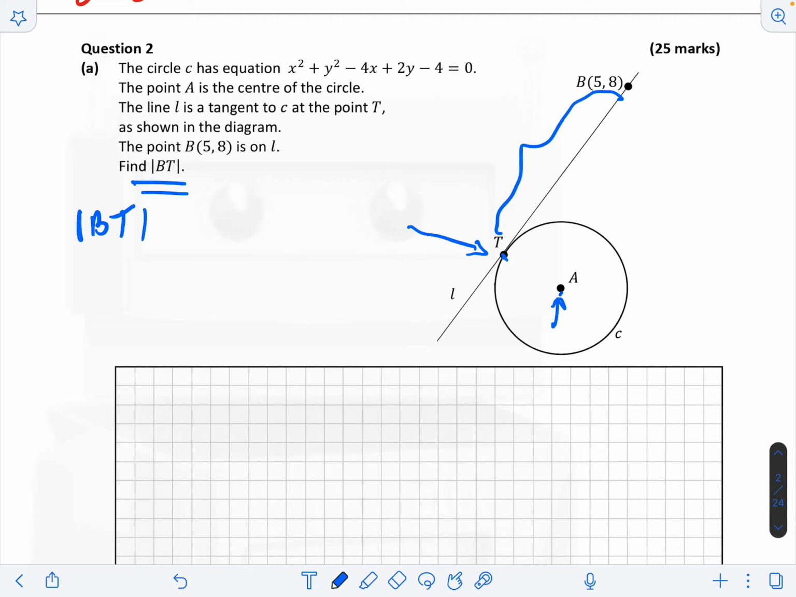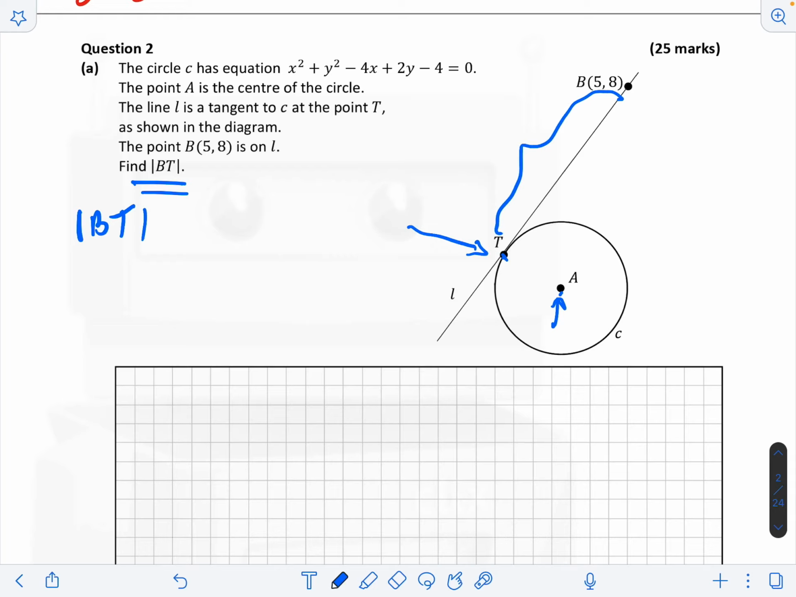In order to find the distance between B and T, there are two options. One option, if we can find the point T, we can do the distance between 2 points. Well, as it is, it doesn't look as if we can find the point T. Option 2, we'll have to see. So first of all, we take the given circle, and the first thing in these questions, if you don't know what to do, is find the center and the radius.